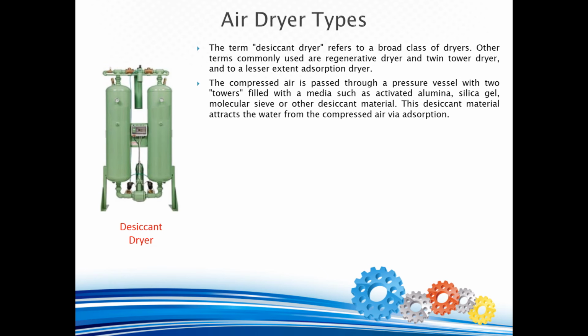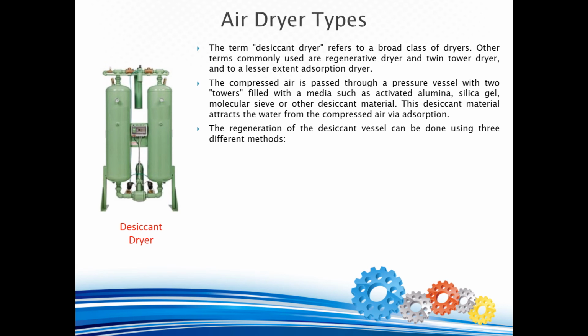This desiccant material attracts the water from the compressed air via adsorption. As the water clings, the desiccant bed becomes saturated. The dryer is timed to switch towers based on a standard timing cycle. Once this cycle completes, some compressed air from the system is used to purge the saturated desiccant bed by simply blowing the water that has adhered to the desiccant off.